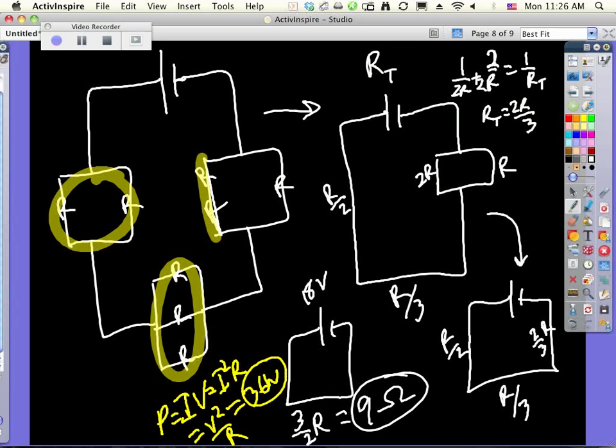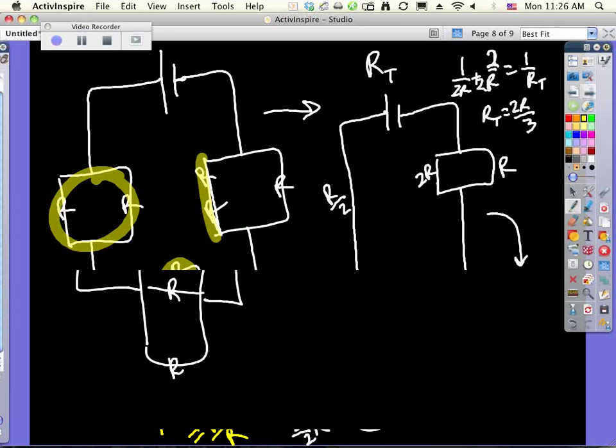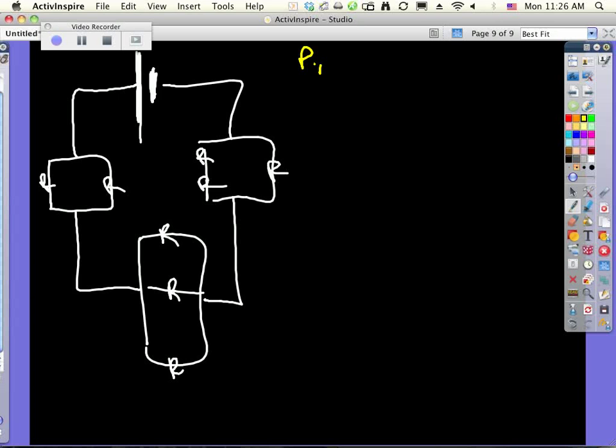You could also say the current is 2 amps. So then I can use I squared R, which would be 2 squared, which is 4 times 9, which also comes out to be 36. So the total power is 36 watts. Now we have to figure out what each of these things are.